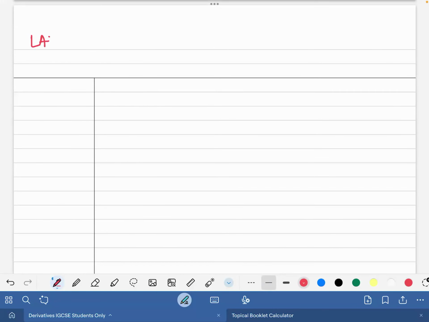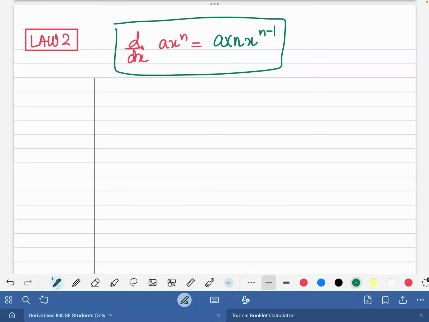Law 2. According to this law, dy/dx of a x^n is equal to a multiplied by n x^(n-1). Now look, it looks complicated, but in a practical example, it is very easy.